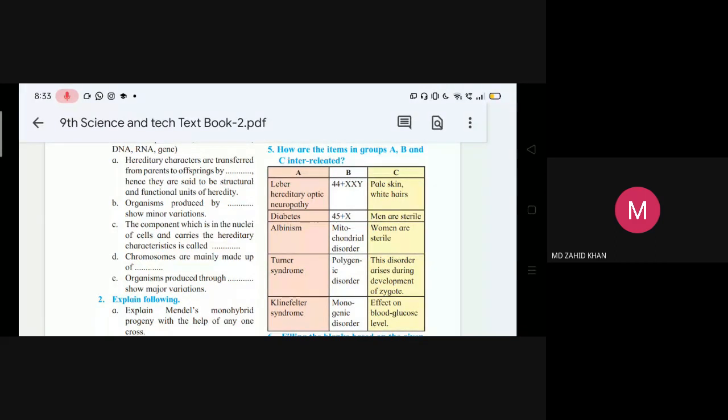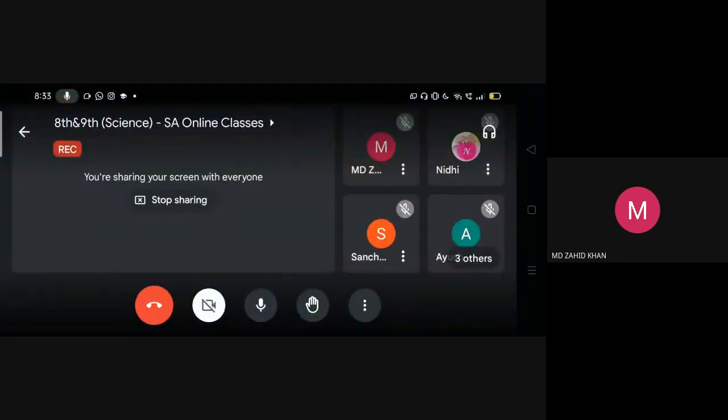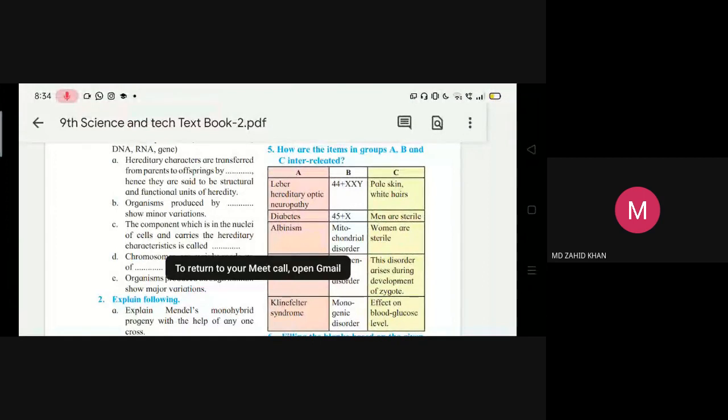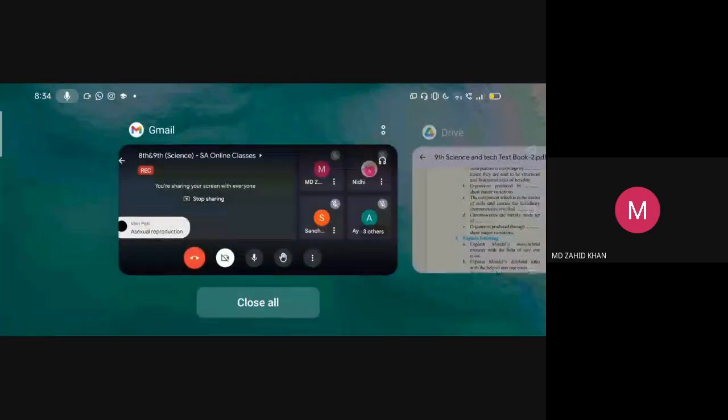Asexual reproduction. The component which is in the nuclei of the cell and carries the hereditary characteristics is called dash dash.